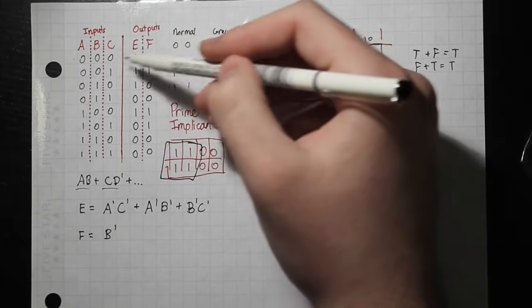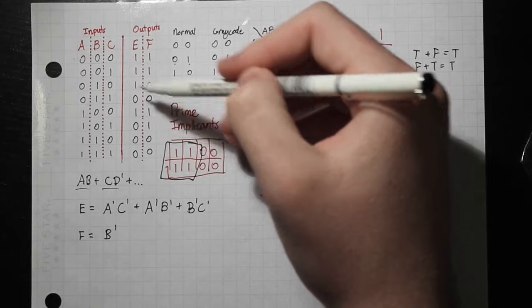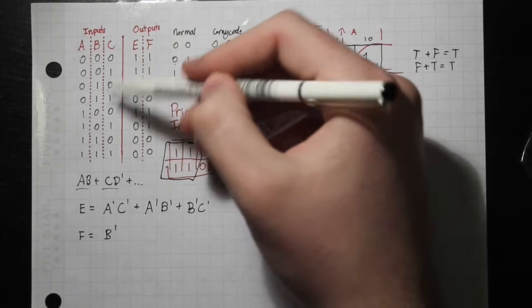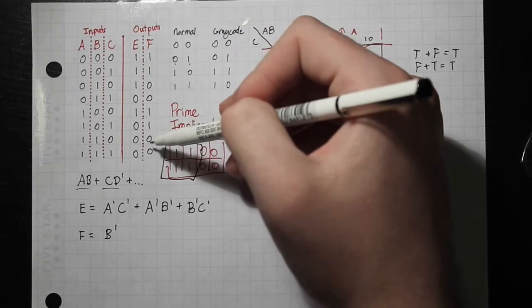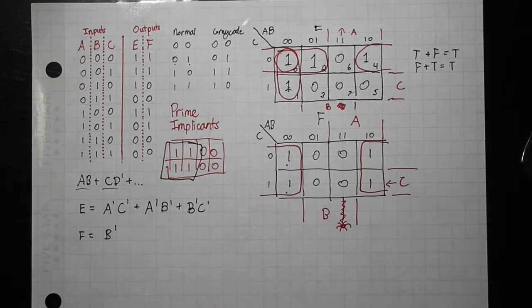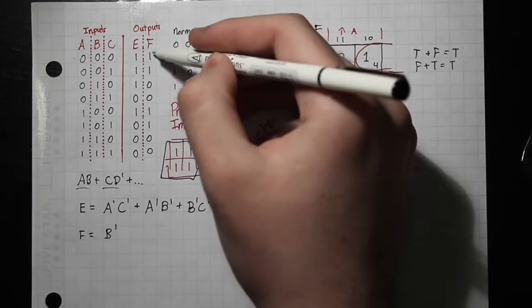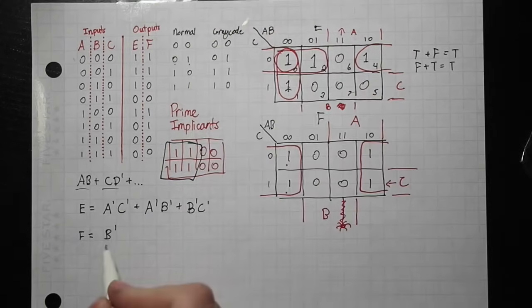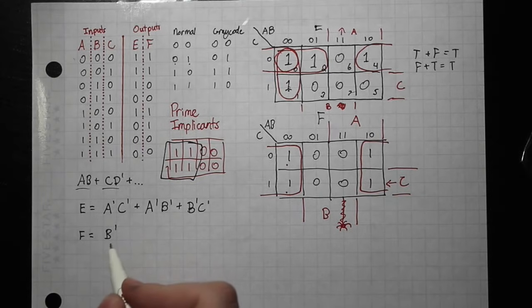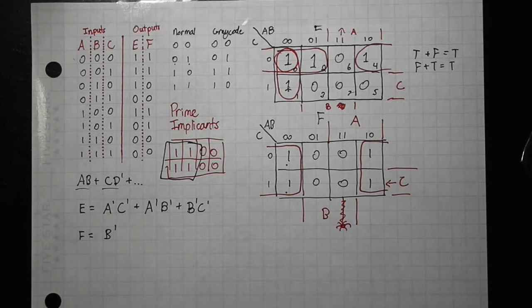F is only asserted when B is deasserted. So it's basically just B naught. And that's sort of the beauty of the Karnaugh map, is that we've taken this arbitrary function and we've reduced it to something as simple as one term being inverted. So that's pretty cool. The next thing that we have to do is make a gate diagram.